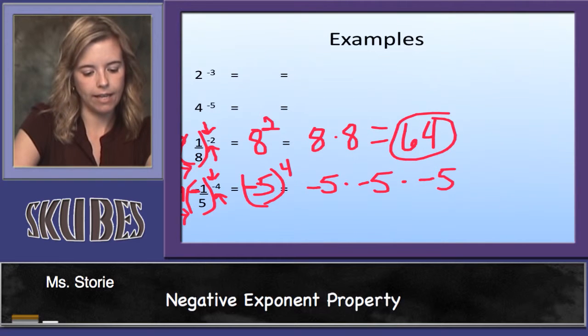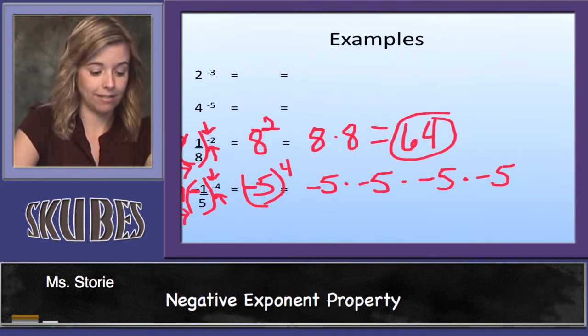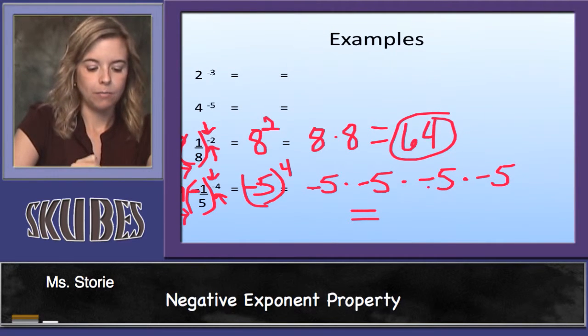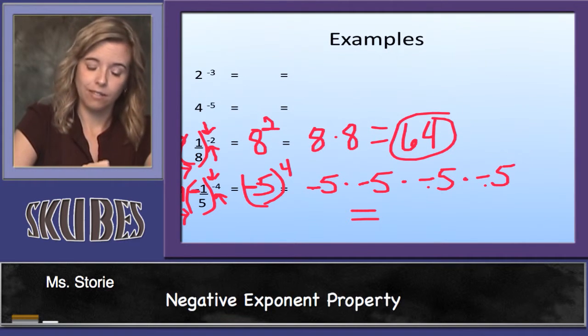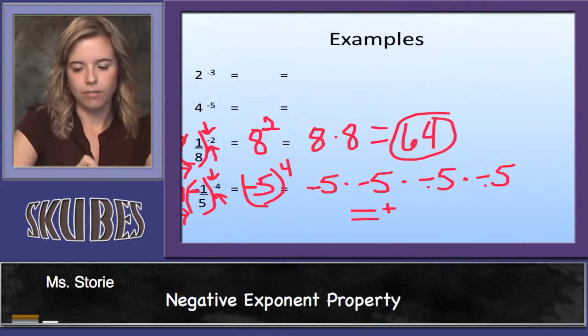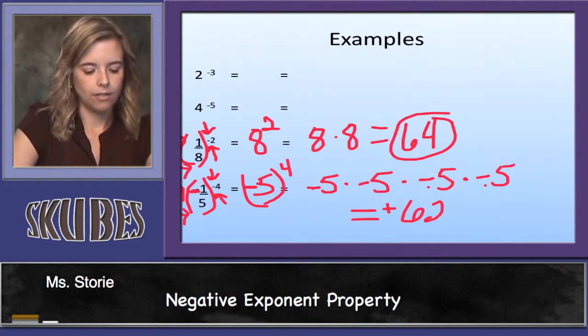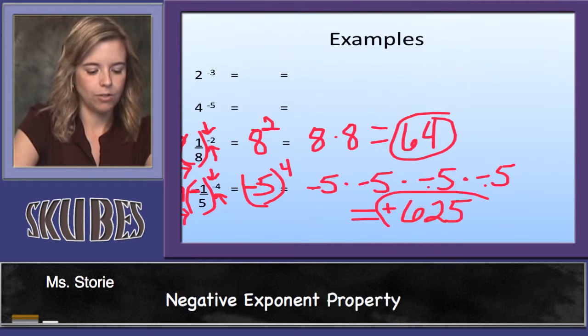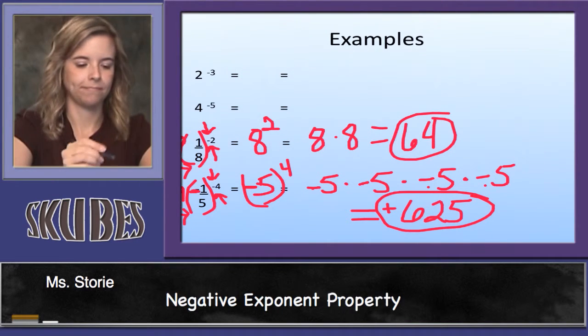Now if you're multiplying a negative an even number of times, the answer is still going to be a positive number. You've got negative times negative, which is positive. Positive times a negative is another negative, and a negative times a negative is a positive. So you have a positive number. And if you take 5 times 5 times 5 times 5, you end up with 625. So that would be your final answer.